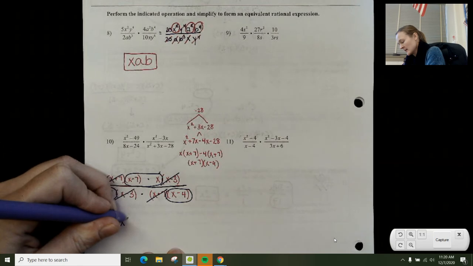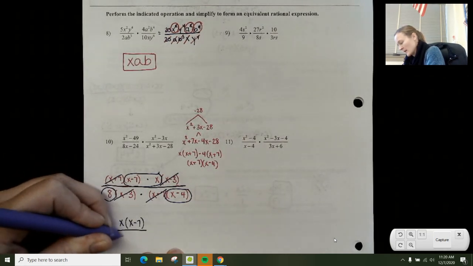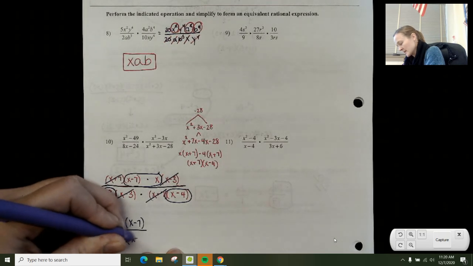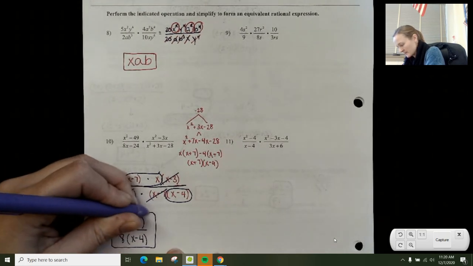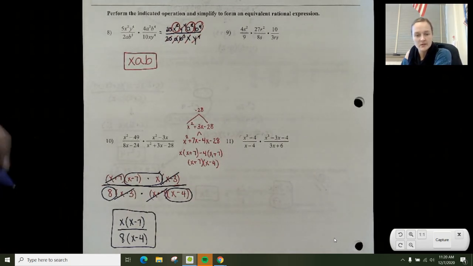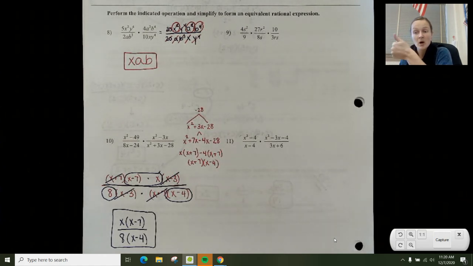So x times x minus 7 over 8 times x minus 4, and nothing can be simplified from there. There's no common factors left. So there it is. Your steps are: factor every part, cross off or divide by common factors that are on the top and the bottom, and then write what's left.